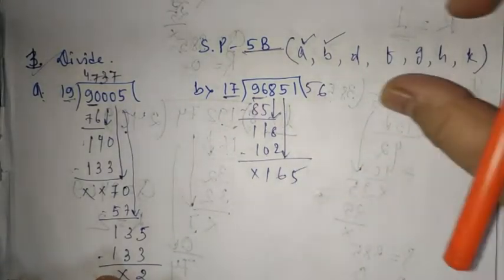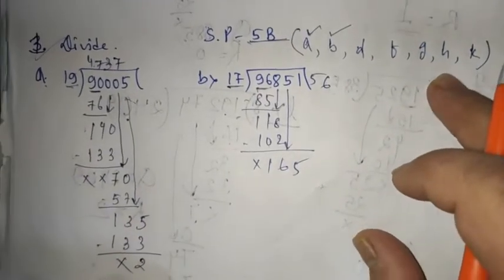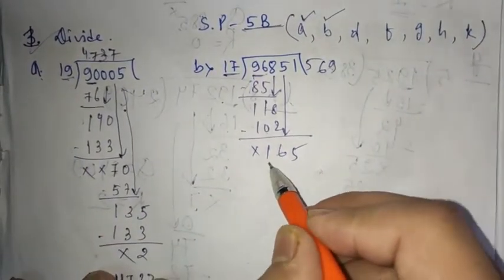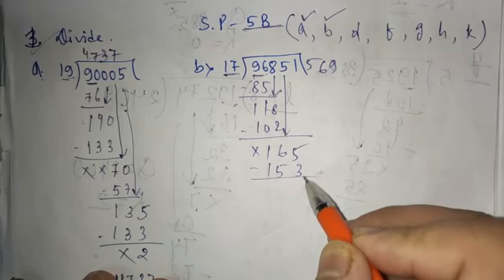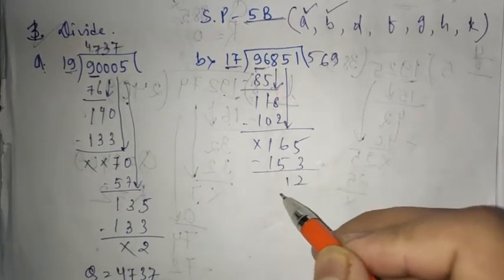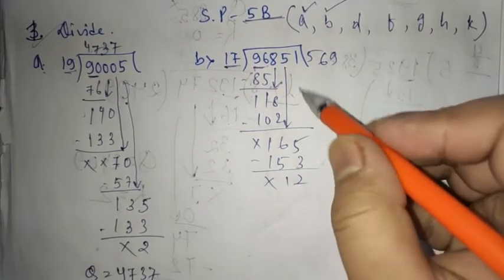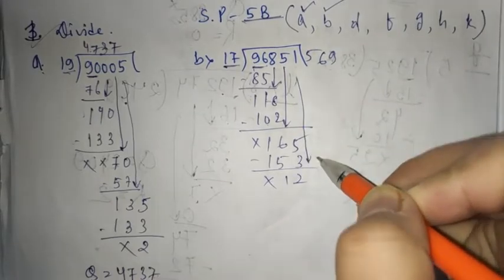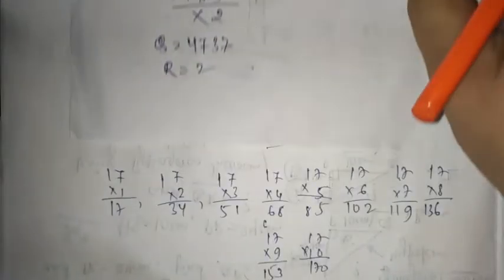So where is 165? Search. 165 is not possible, but yes, 9 9s is possible. That is 153. So 9 9s is 153. 5 minus 3 is 2. 6 minus 5 is 1. So 1 minus 1 is 0. What will come down? This 1 will come down on this side. So where is 121? 121 is not possible.